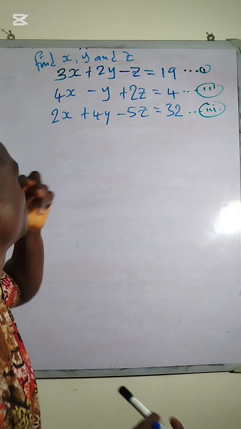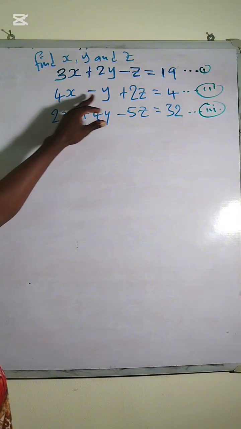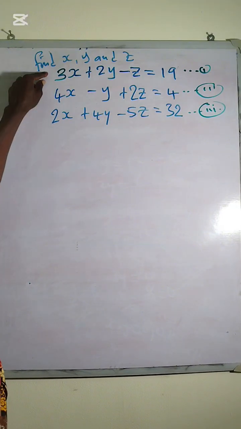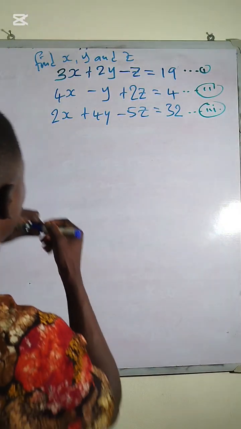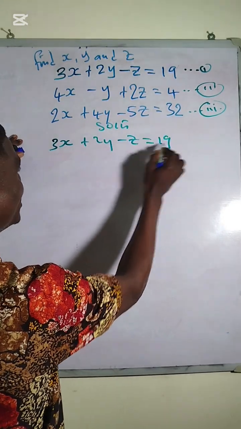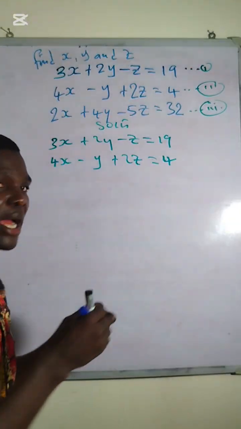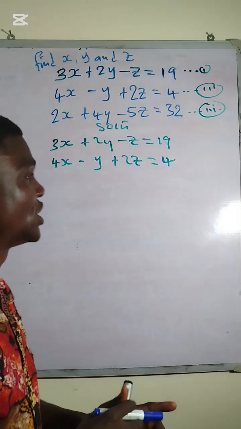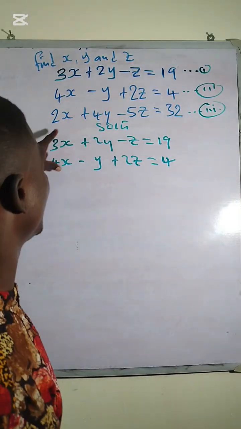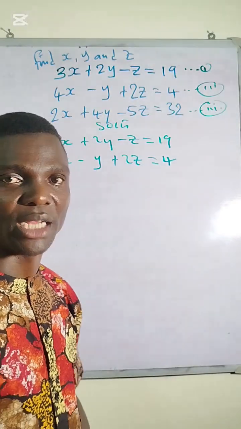So let's pick 1 and 2. If I pick 1 and 2, I want to make either x, y, or z in equations 1 and 2 to be the same. Bring it out. Let me bring out 3x plus 2y minus z is equal to 19, right? And let me have equation 2 to be 4x minus y plus 2z is equal to 4. Now in this case, the first thing I will do is find a way of making either x, y, or z have the same coefficient, so I can eliminate that one.